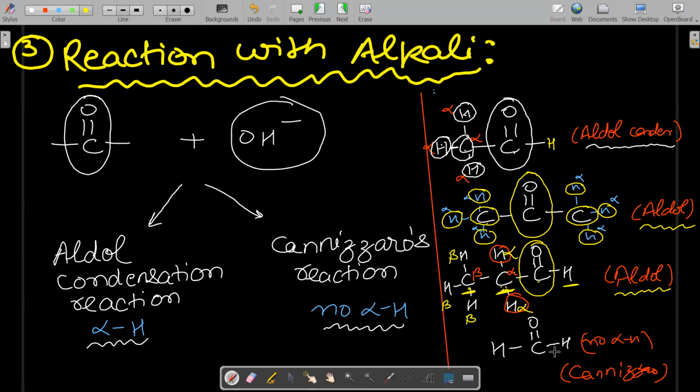Now this is the next example. You can see over here also, this is a carbonyl group. And there is no carbon attached on either side. So there is no alpha carbon and hence no alpha hydrogen. So this compound having no alpha hydrogen will undergo which reaction? Cannizzaro reaction. Correct. In the previous class we discussed the aldol condensation reaction, so now we are moving towards Cannizzaro reactions.